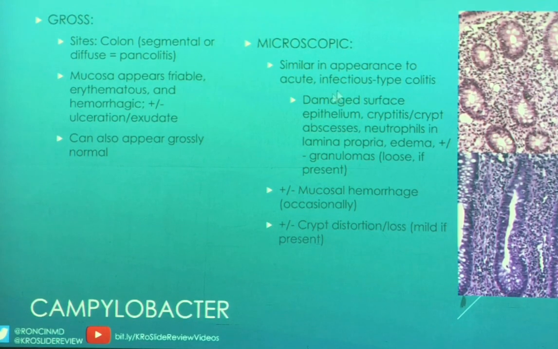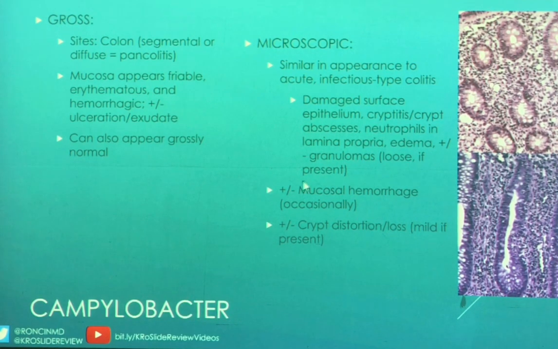Microscopically, this looks very similar to acute, infectious, or self-limited colitis. So your epithelium will be damaged. You may have cryptitis, which we're seeing in here. You may have abscesses, neutrophils in the lamina propria, so that's good. We're seeing that. We saw one possible crypt abscess. There will be edema. You may or may not see granulomas, but if they are there, they will be loose, okay? They won't be very well defined.